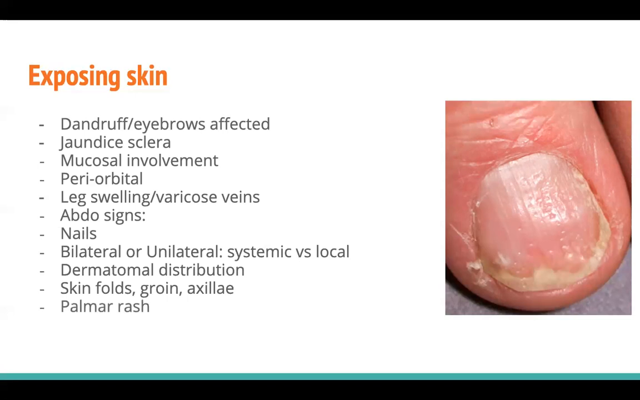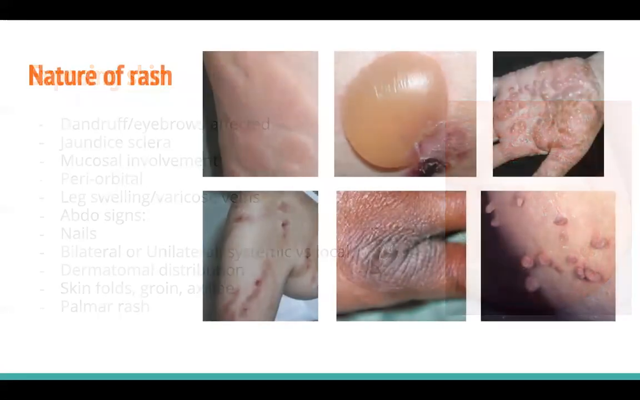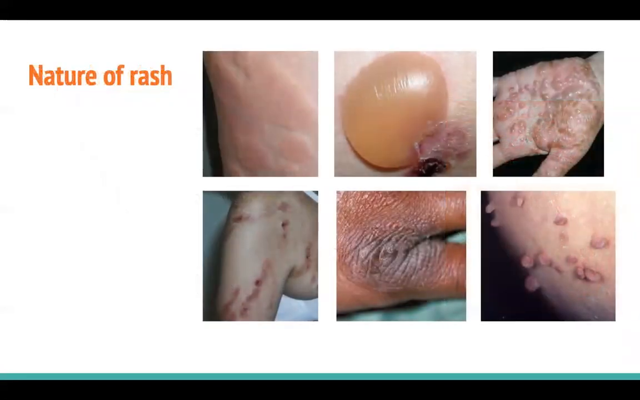And is the rash limited to the palm? Are there vesicles on the palms? Could this be Pemphigus? I just want to talk through some of the terminology that's used to describe rashes, because often certain terms aren't well understood.